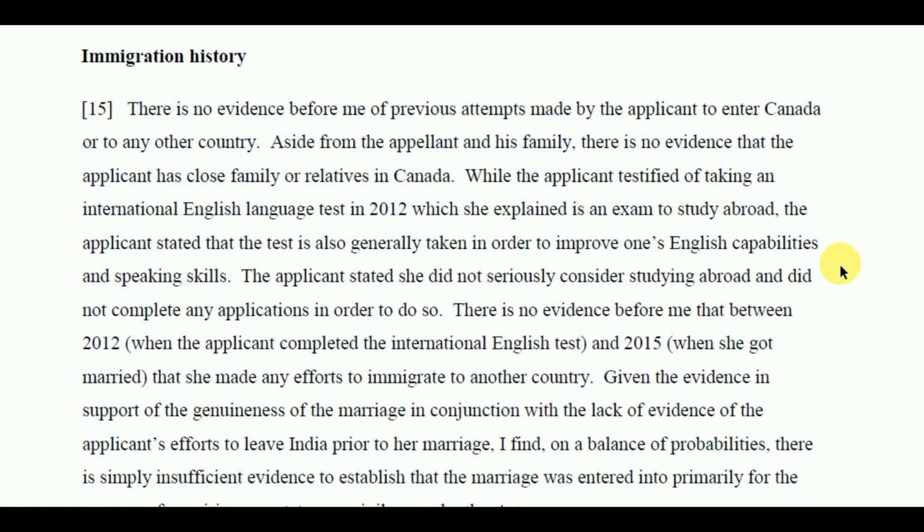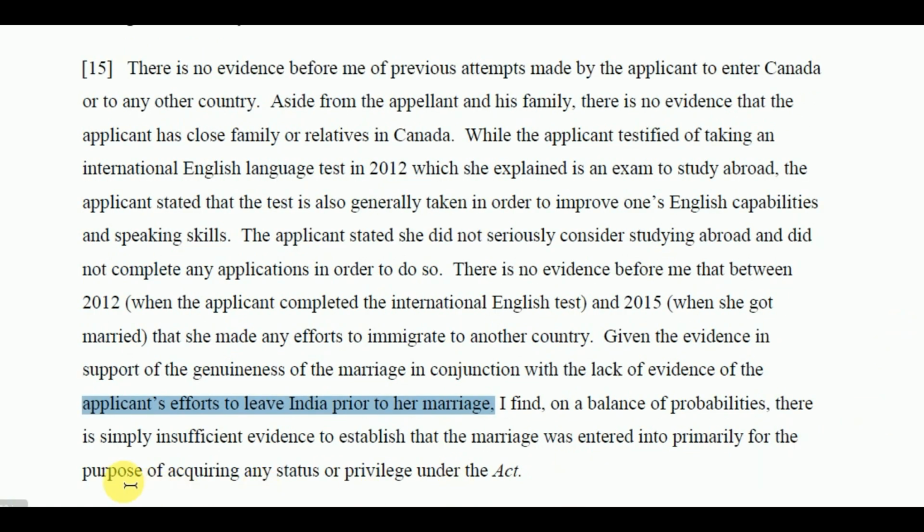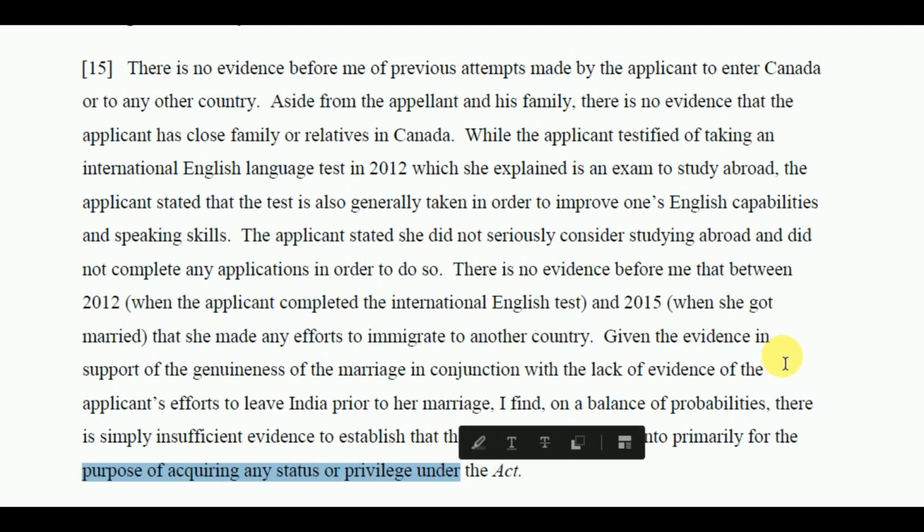So given the evidence in support of the genuineness of the marriage, in conjunction with the lack of evidence of the applicant's efforts to leave India prior to the marriage, I find that on the balance of probabilities there is simply insufficient evidence to establish that the marriage was entered into primarily for the purpose of acquiring any status.